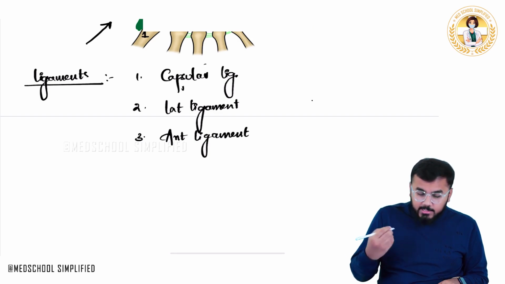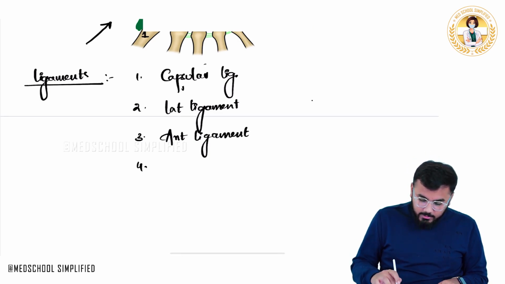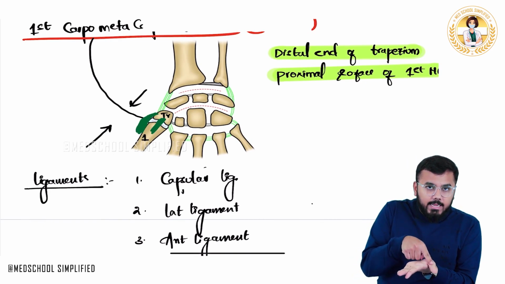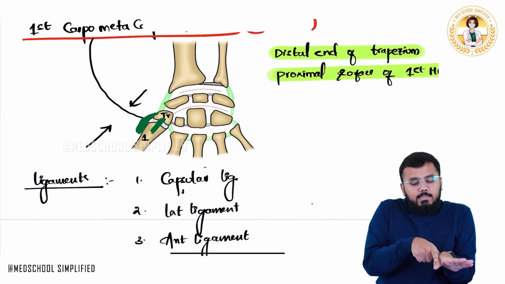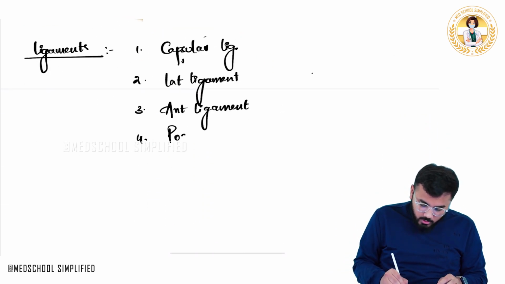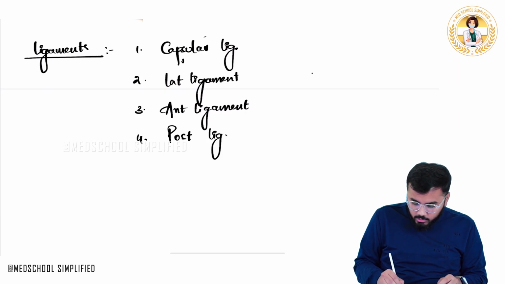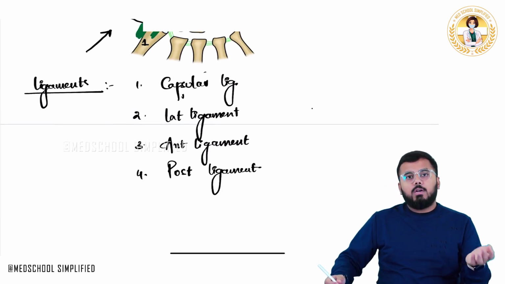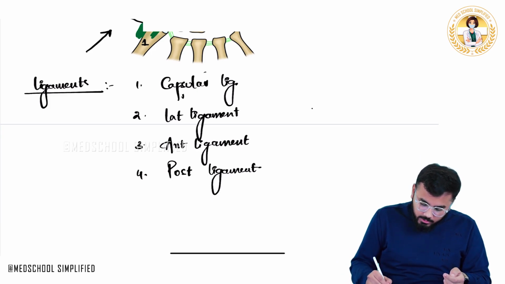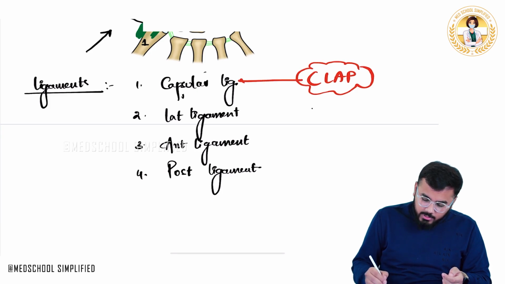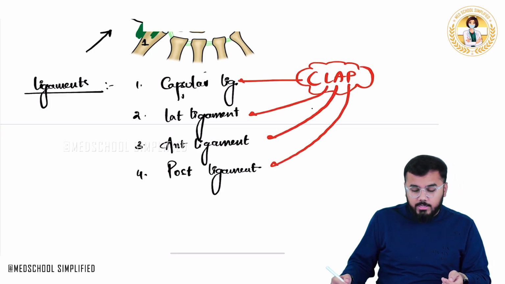The same place on the back side, see, here there is a ligament. This is called anterior ligament, right? The same place on the back side here, this will be called as posterior ligament. So how many ligaments do you have? You have got capsular ligament, right? You have got CLAP ligaments. What are the CLAP? Capsular ligament, L for lateral ligament, A for anterior and P for posterior ligaments.